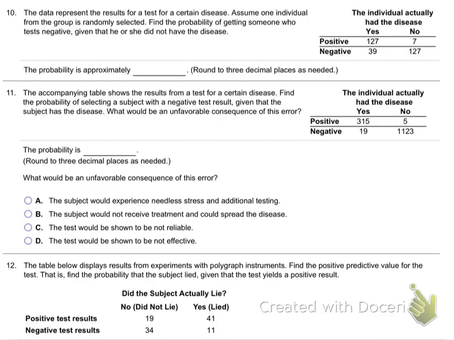So number 10. The data represent the results for a test for a certain disease. Assume one individual from a group is randomly selected.